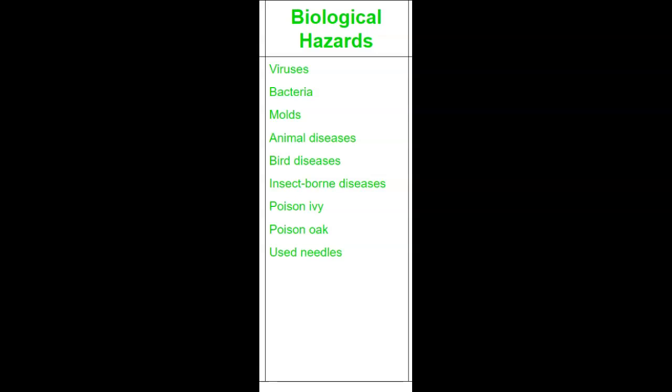Poison ivy and poison oak aren't so much diseases as they are just there's like an oil that causes itching. So if you've ever come in contact with poison ivy, poison oak, it definitely causes like a rash and that kind of thing on your skin. And used needles, that would be more for nurses or doctors or people who work in the medical field. So those are all biological hazards.